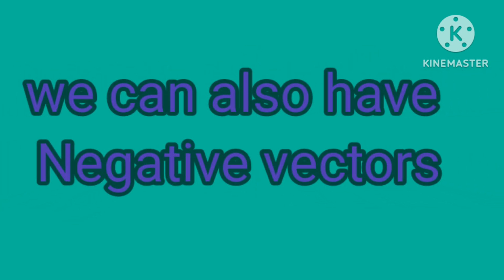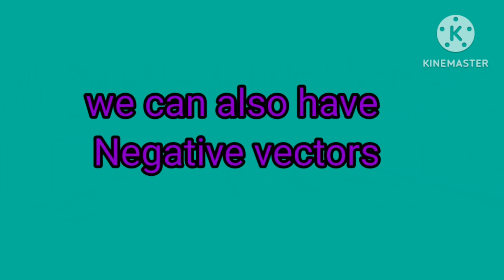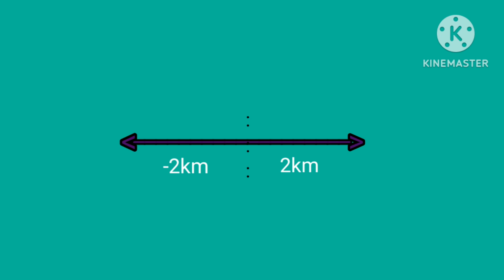We can also have negative vectors. For example, if we just had these two arrows, we could label our 2 km west one as minus 2 km east instead, because it is effectively backwards in the east direction.